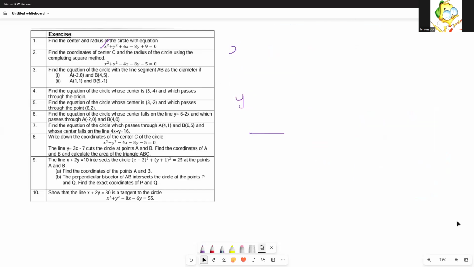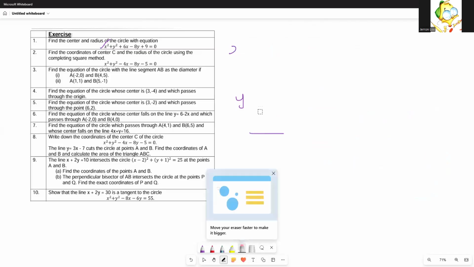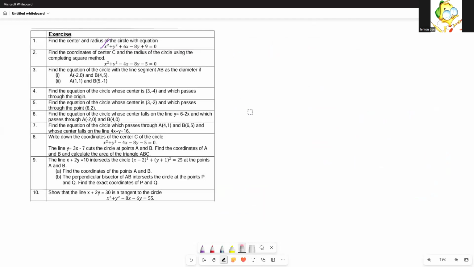Now, number 2 over here, they require us to actually complete the squares. They say very specifically to use the completing the square method, so we will do that. How do we actually complete the square in this case for question number 2?